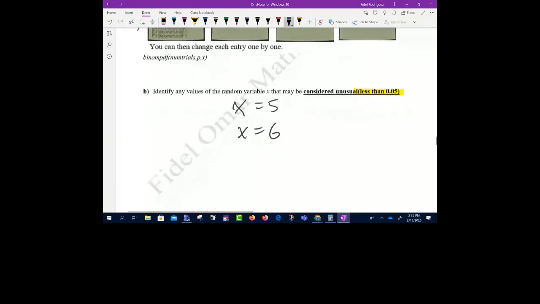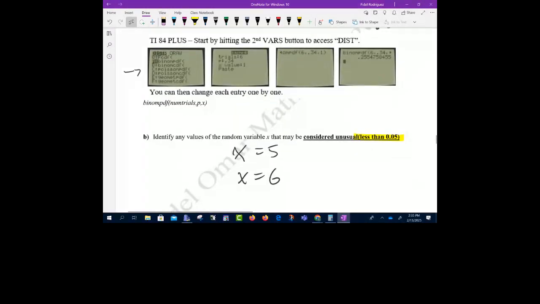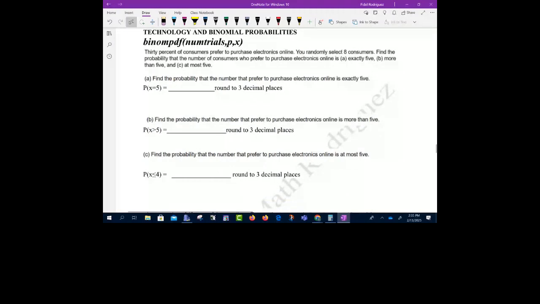Okay, so y'all, there is a way that we can do this setup on our calculator without having to do that formula. And the way we're going to do this, we can start by hitting the second button and then the button called VARS, and we're going to get to what we call our distribution. And we're going to do something called our binomial PDF.